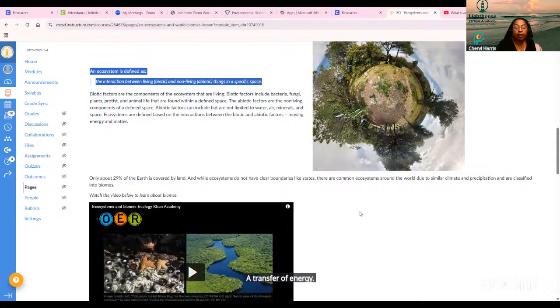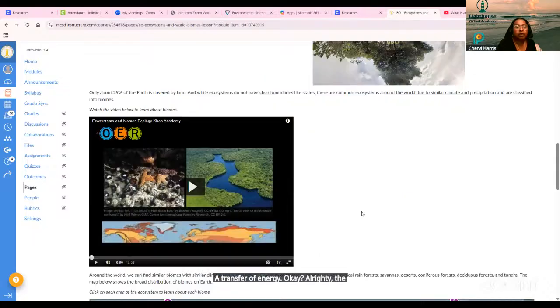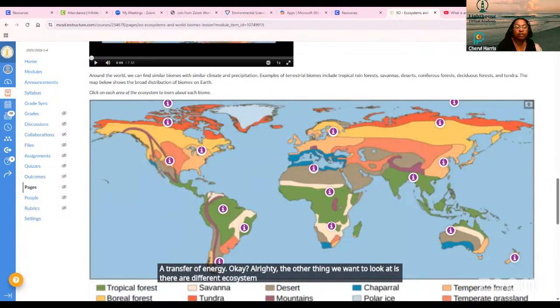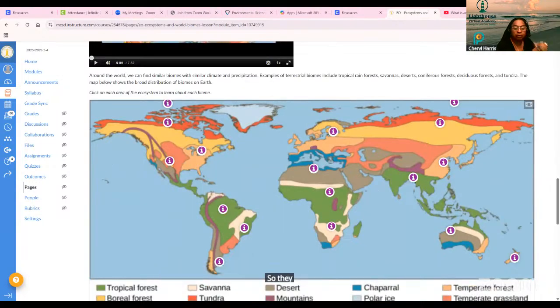Okay. All righty. The other thing we want to look at is that there are different ecosystems. Quickly tell me, they said both of those ecosystems at the beginning were in Georgia. What did they tell you about the Blue Ridge? What kind of ecosystem is that? And I almost said it in my description of it.